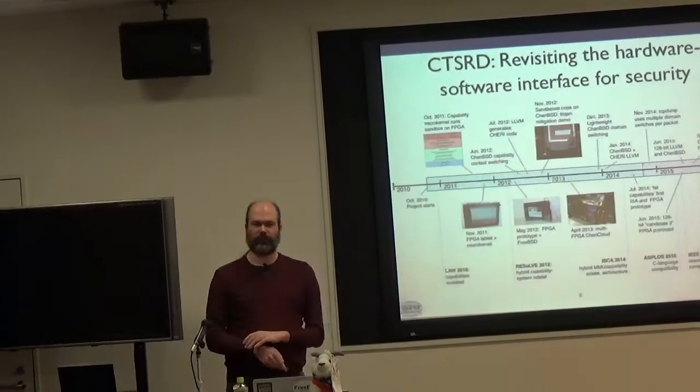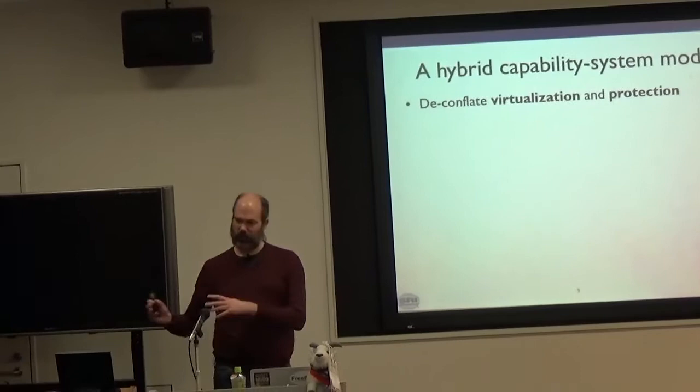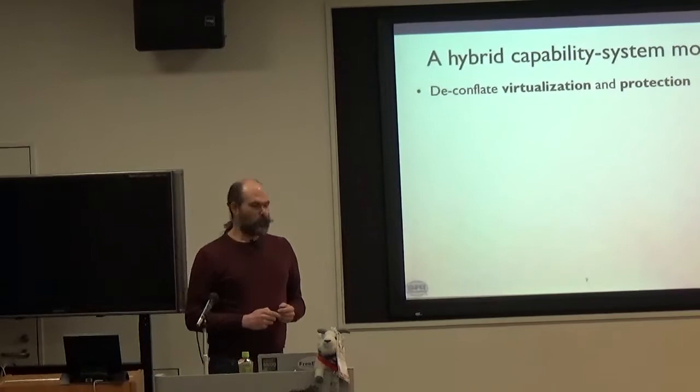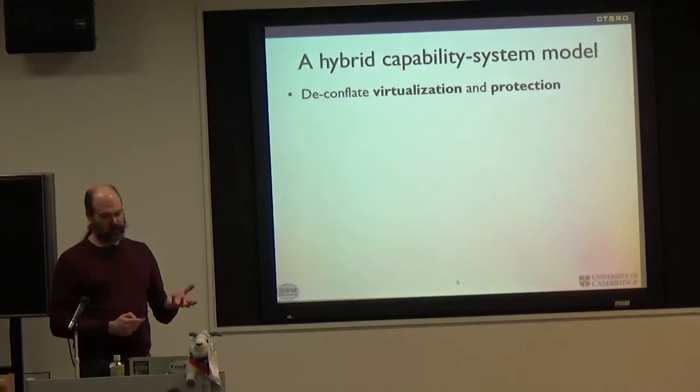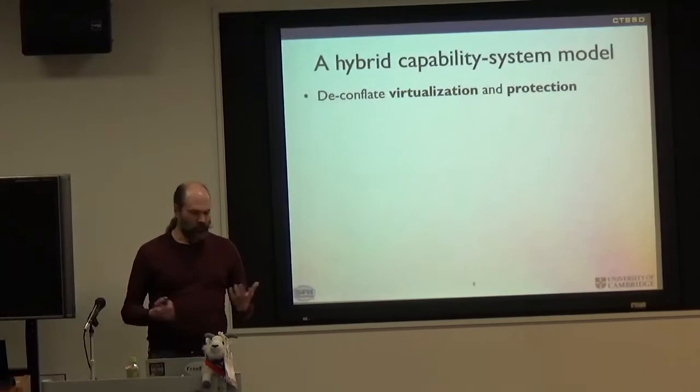So with a hybrid capability model, what we want to do is deconflate virtualization, which is to say isolating things into programs and separating them from user space, from protection. The reason for this is that virtualization provides lots of really nice protection properties, but it's extraordinarily coarse-grained. You can't, for instance, put every buffer in a page with guard pages on either end. That would be ridiculous. Your performance would be utterly terrible.